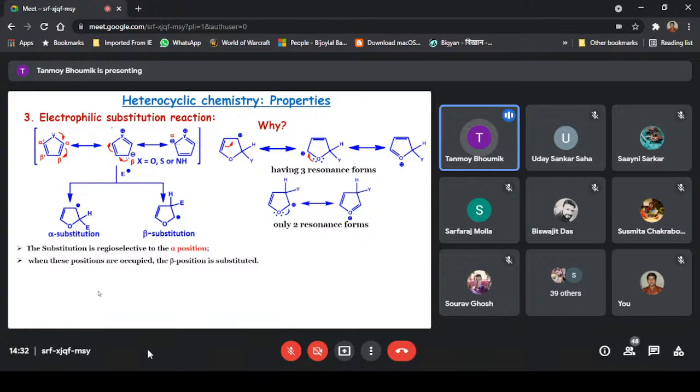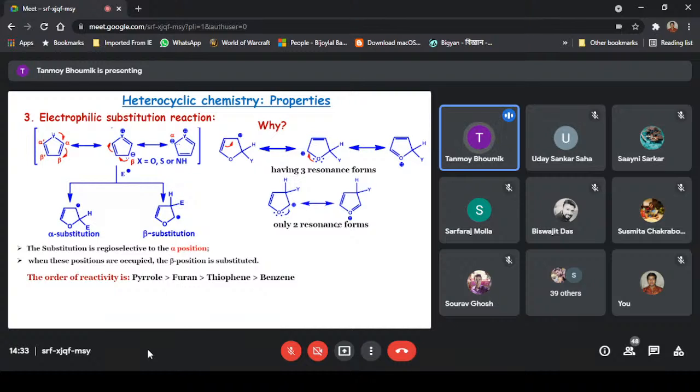Here we show why the alpha position stabilizes the intermediate. Whenever alpha substitution happens, there are 3 canonical structures, whereas for beta there are 2 canonical forms, and the 2 canonical forms have higher energy compared to the 3 canonical forms. That's why the 3 canonical forms are the most stable, and that's why the alpha position is very prone towards electrophilic substitution. So the order of reactivity is pyrrole first, after that furan, after that thiophene, and last is benzene.